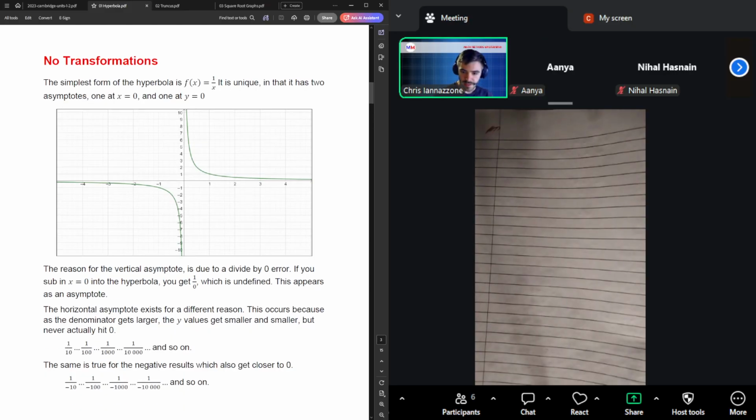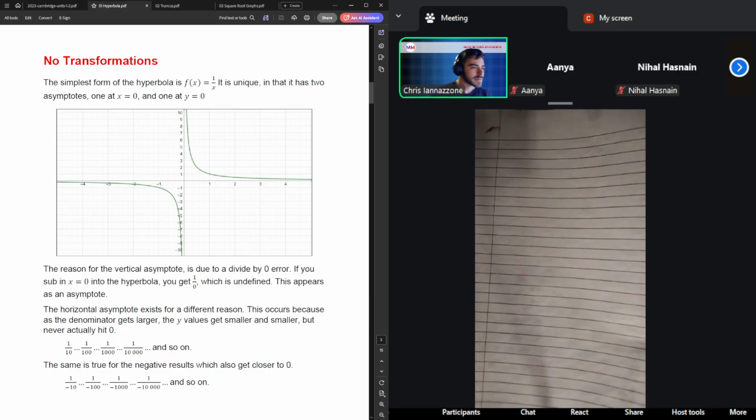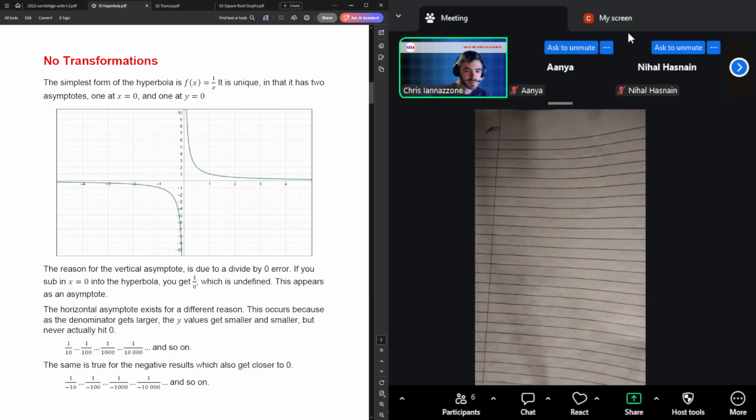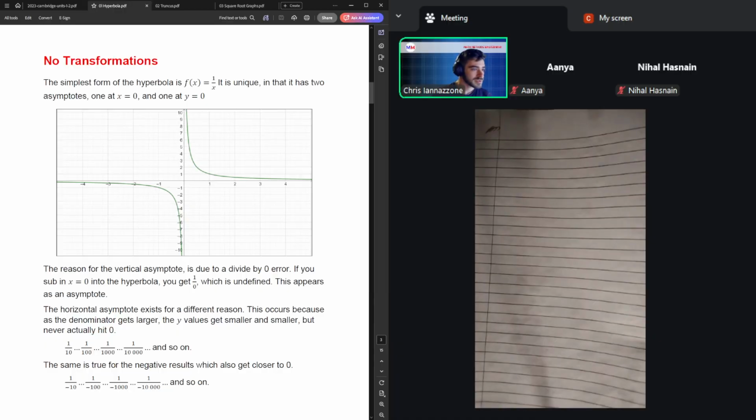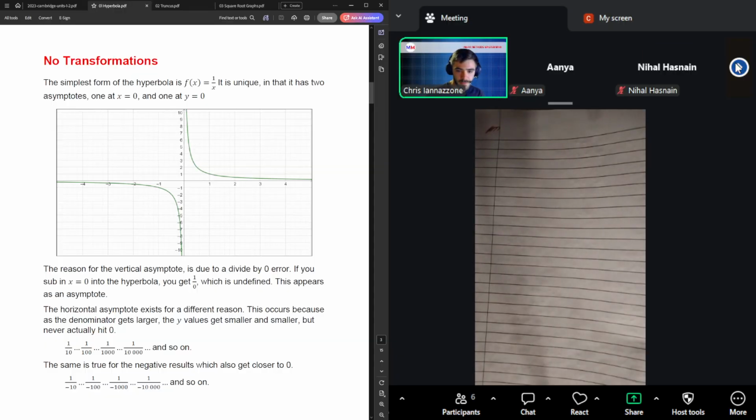So without any transformations, this is what the graph of the hyperbola looks like. It's probably going to be one of the first functions that you come across which have an asymptote. In fact, it actually has two asymptotes. These are the sort of gaps you can imagine in the graph where they both have a horizontal and a vertical asymptote. These are values which are never actually reached by the function.